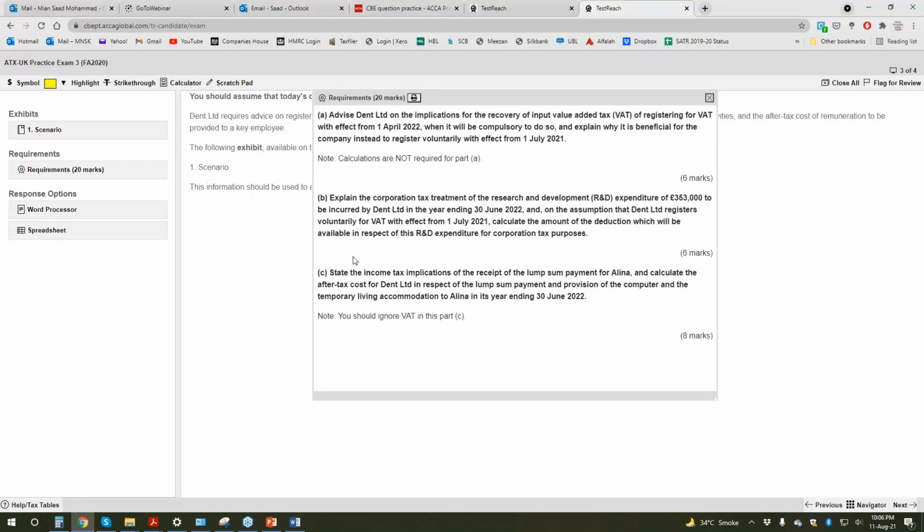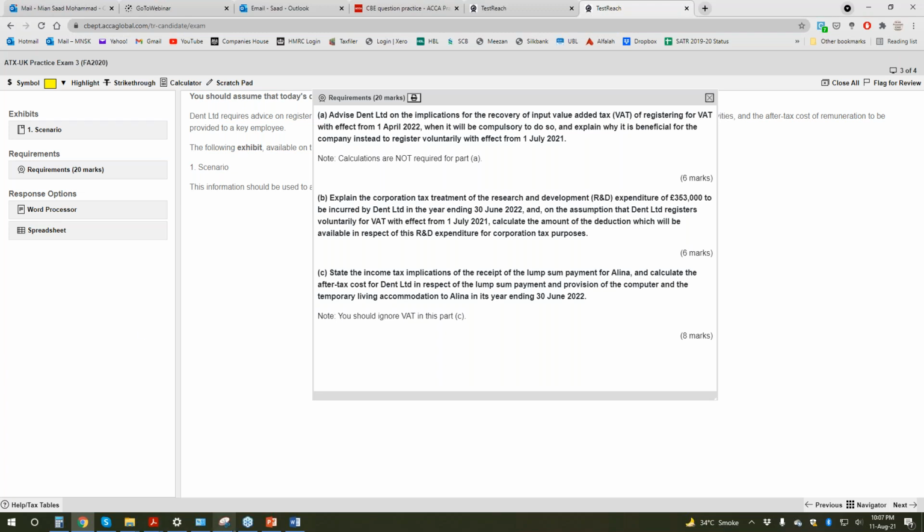Now, coming back to the question, part B. As it says advise, do remember that it will not be including any calculations, and it is clearly mentioned that the calculations are not required. In part B, explain the corporation tax treatment of the R&D expenditure of 353,000 to be incurred by Dent Limited in the year ending 30th June 2022, and on the assumption that Dent Limited registers voluntarily for VAT with effect from 1st July 2021, that is the earlier date, calculate the amount of the deduction which will be available in respect of R&D for corporation tax purposes.